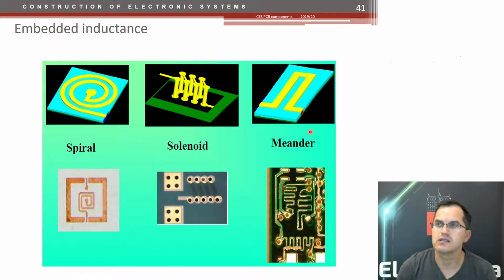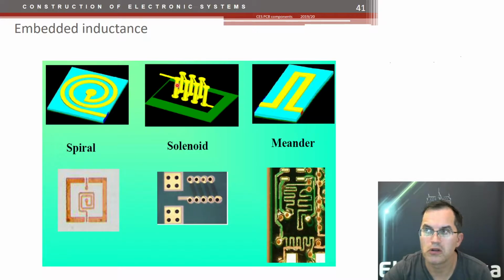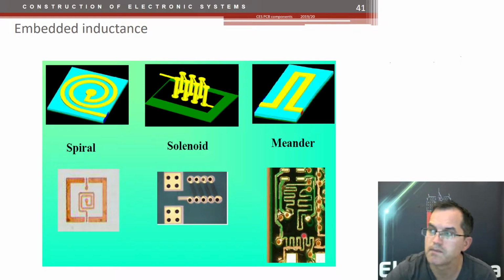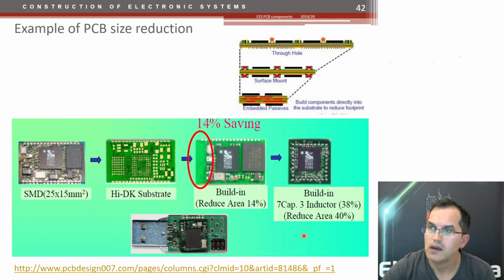What about inductances? Well, you can make some spirals or solenoids with wires. You can make a large solenoid with wires. You can make some meanders, and by that make an inductance formed of a single wire. By that you can reduce the PCB a lot.